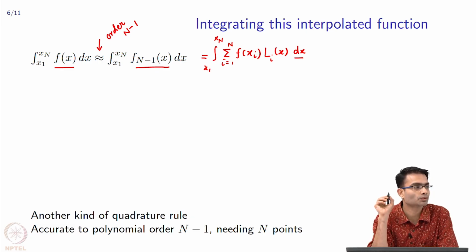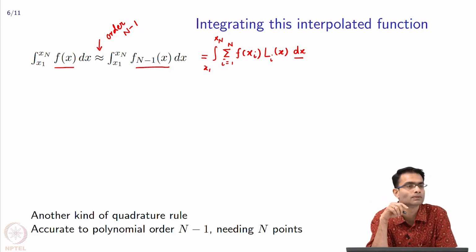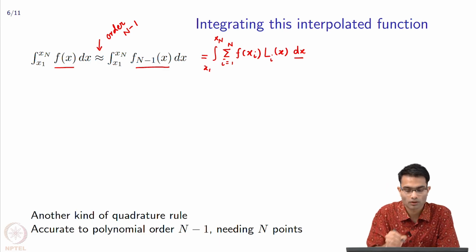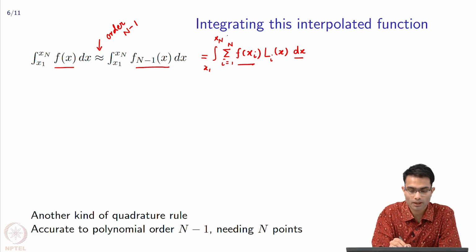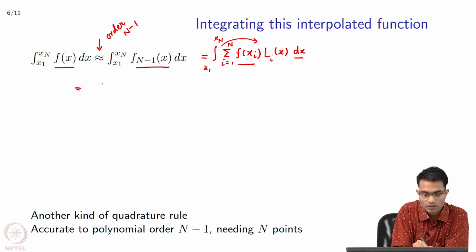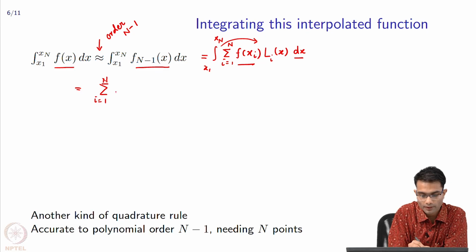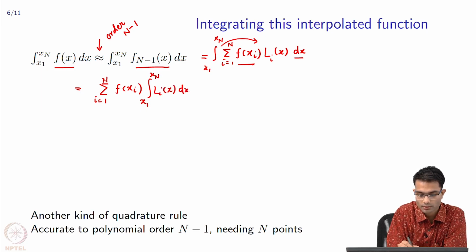So, what do you think I should do next? Can I simplify this expression? Can the integral sign move anywhere? Okay, this guy, what is this guy? This guy is a constant. So, I can move this integral sign further inside over here, right. So, I can write this as the summation over i equal to 1 to n, okay. Then I am going to have f of x i times the integral from x 1 to x n of Li x dx, right.